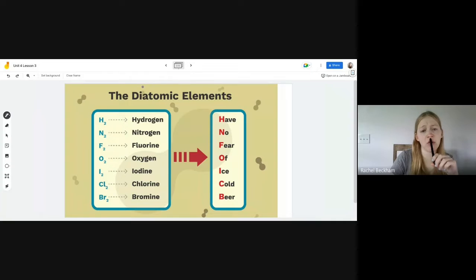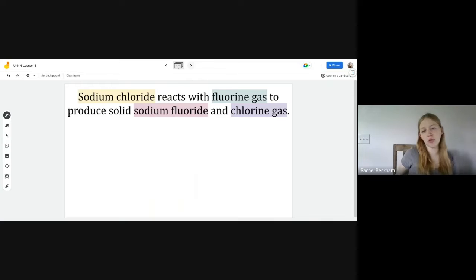We also need to know which elements are diatomic, meaning when they're by themselves, in the form of a gaseous state, whenever we refer to them, they're always going to be doubled rather than single. And so they're kind of unique in that way. And so you have to remember that these elements are diatomic. And so let's go through the first one.